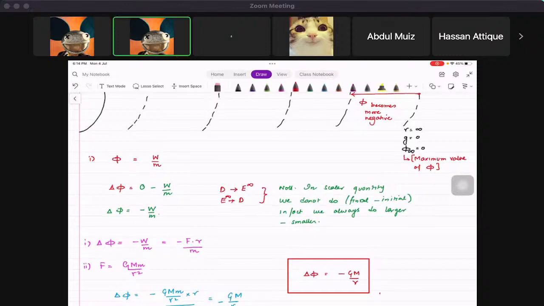Like in vectors, right? You remember acceleration. Acceleration is final velocity minus initial velocity, right? But in scalars, we do larger minus smaller. Larger means that the largest value of potential can only be 0. So when you do larger minus smaller, you do 0 minus any potential within the field. Do you understand? Because potential is always negative. Is it clear?